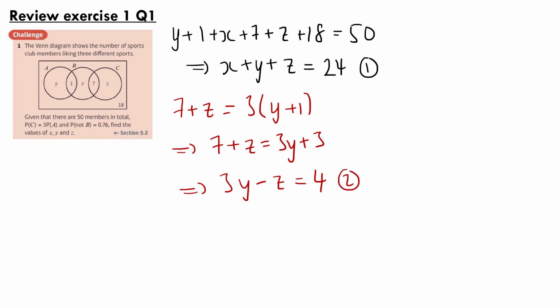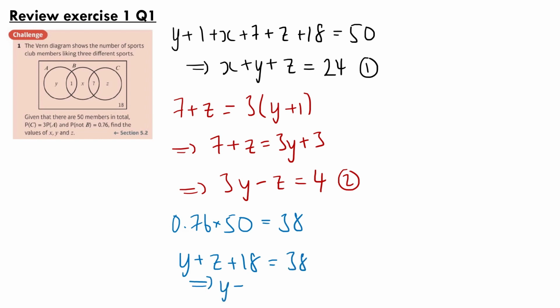And the last bit of information we are given is that the probability of not B is equal to 0.76. So therefore we know that there are 0.76 times 50 members outside of B, and that is 38. So we know that Y plus Z plus 18 is equal to 38, and therefore Y plus Z is equal to 20. And that is our last equation 3.